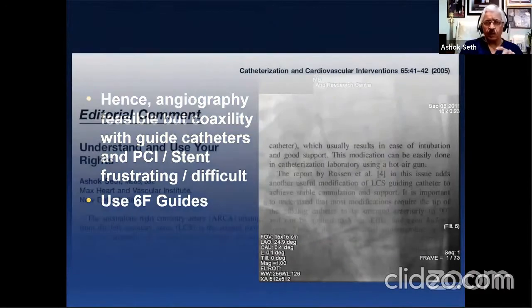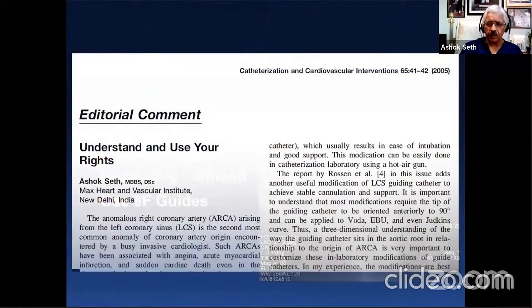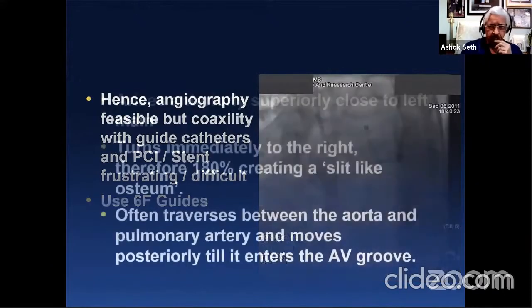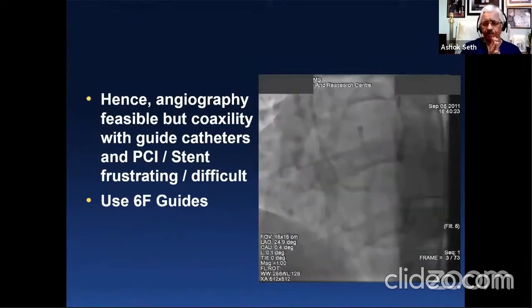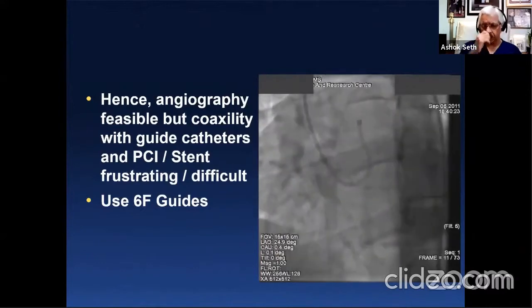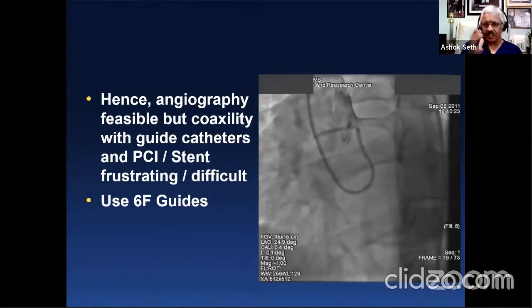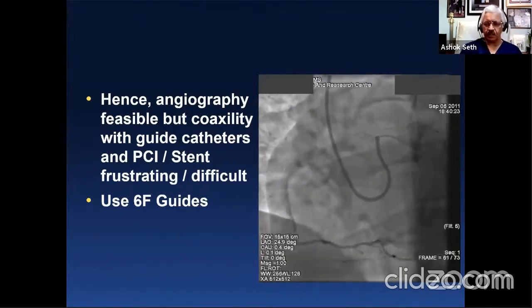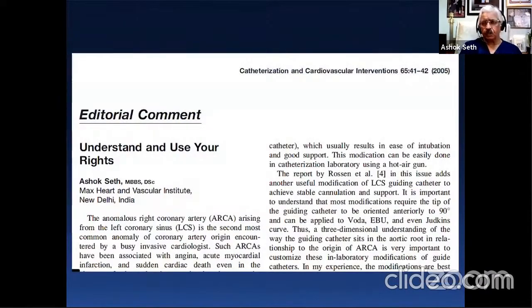So the one which actually sits right here is difficult because you can see the one which arises, I had already said this to you earlier, but here's the visual. The one which arises very close to the left main is the most difficult to align the guiding catheter to, as I showed you in that image. And that's because it just turns backward. It's a slit-like orifice, and you don't have a space to actually turn the catheter into it. I wrote up this in 2005 in a tutorial in CCI, Understand and Use Your Rights, related to the anomalous right coronary artery.